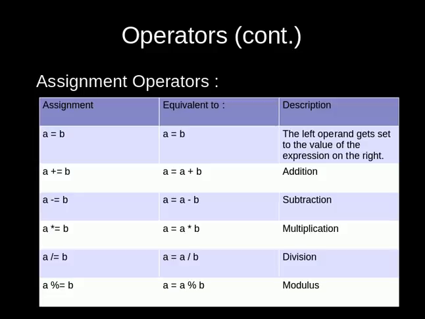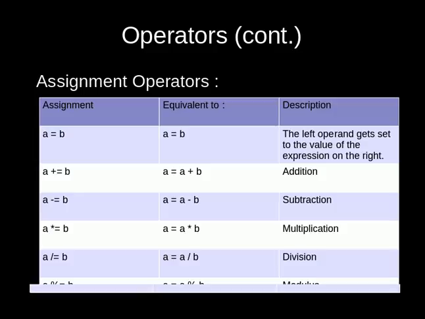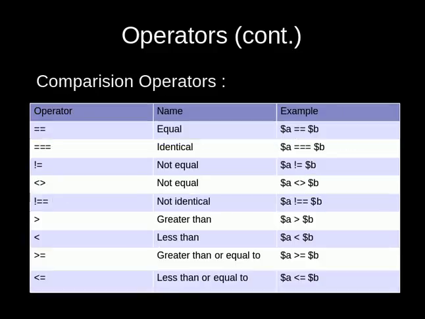Comparison operators. Double equal to. The double equal sign is basically a check for the equality in the values of the two variables. The triple equal to sign is meant to check whether they are identical or not. That means it checks the value along with the type.